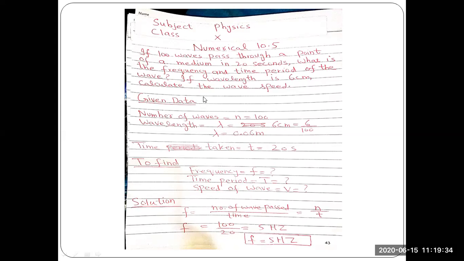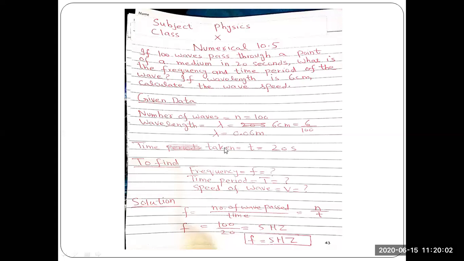100 waves means the number of waves. The number of waves is denoted with the small letter n, which is equal to 100. It has no unit. Wavelength is lambda. Since it is a length, its unit will be meter. I was given 6 centimeters, which is the smaller unit of length. I need to convert this into meters by dividing by 100. So 6 divided by 100 is 0.06 meter.